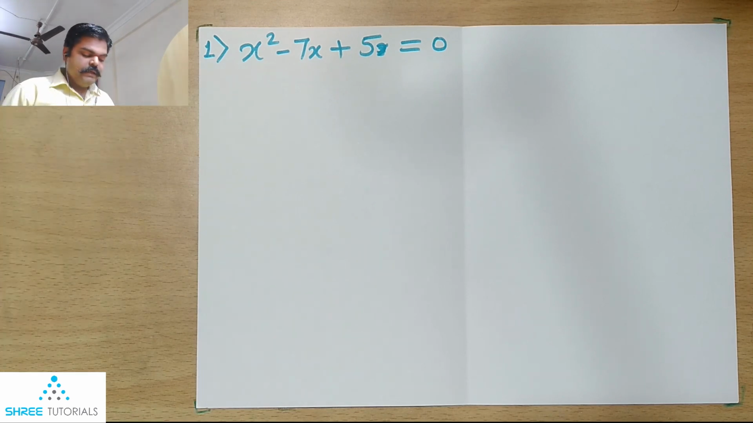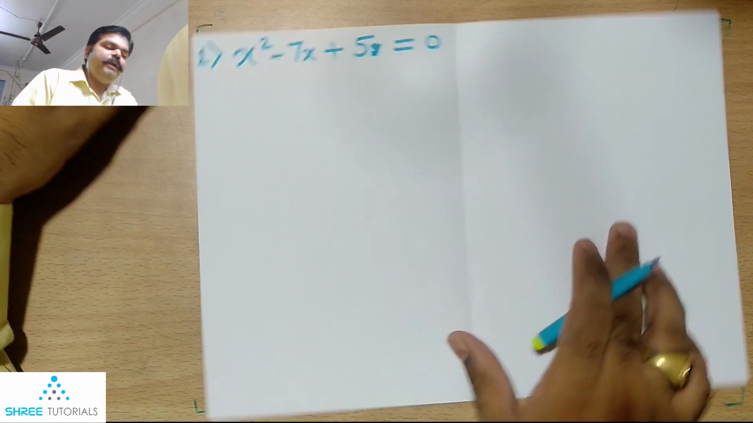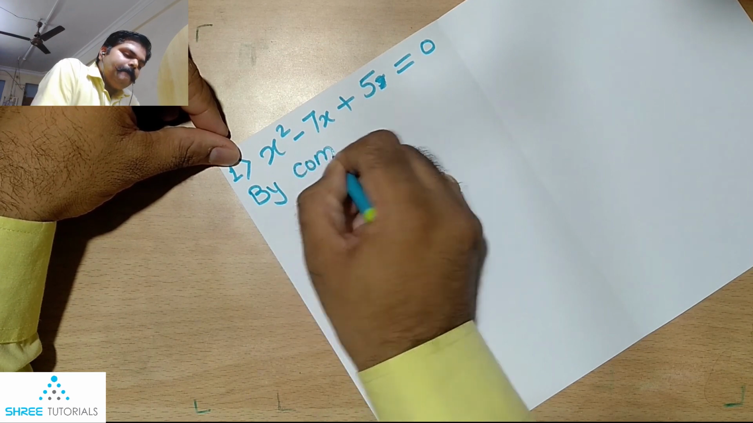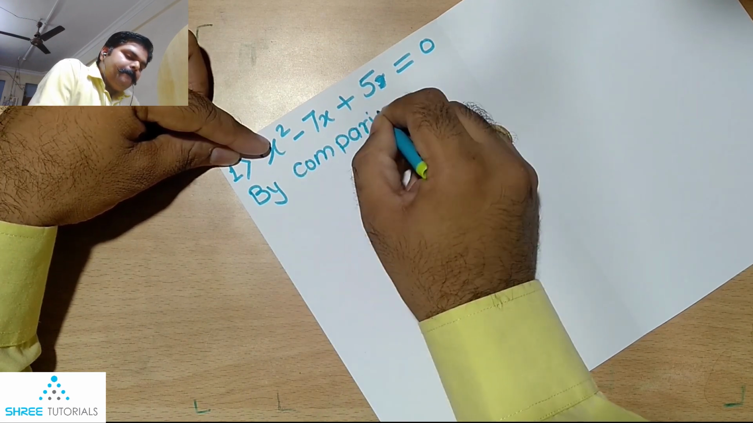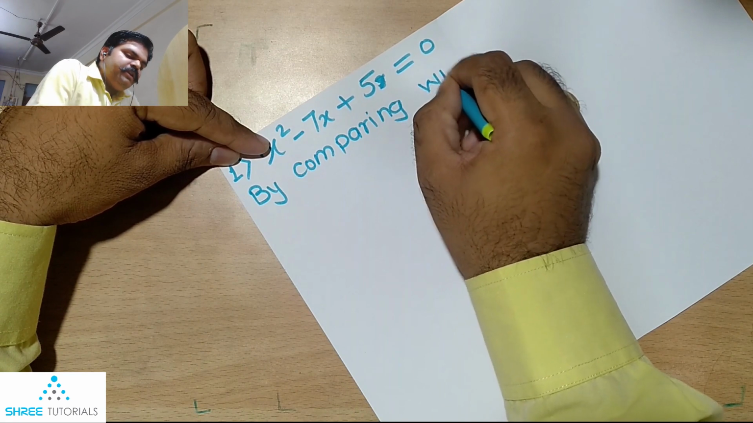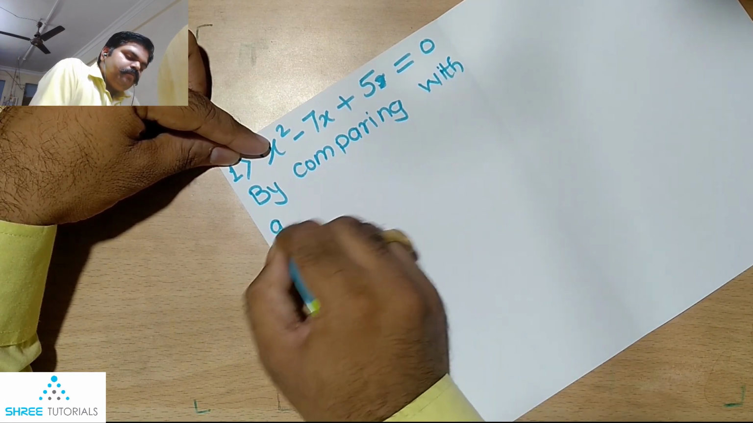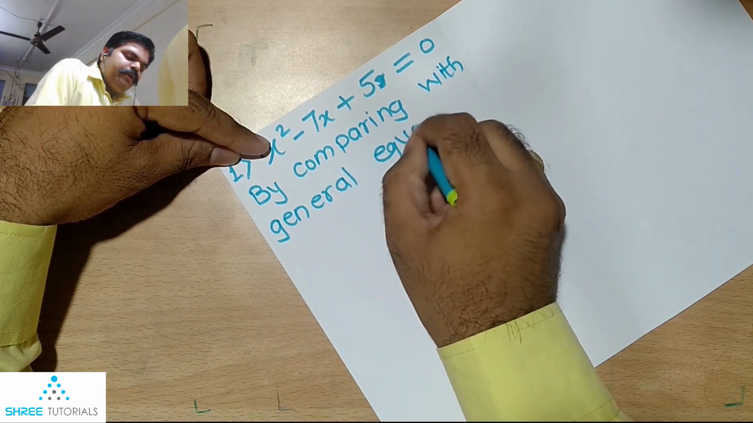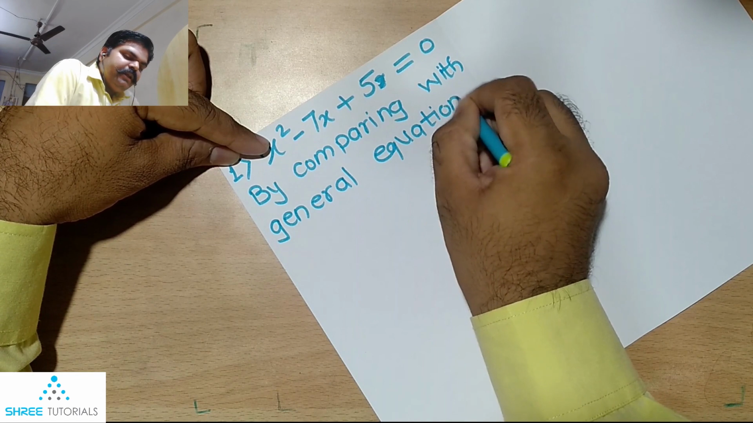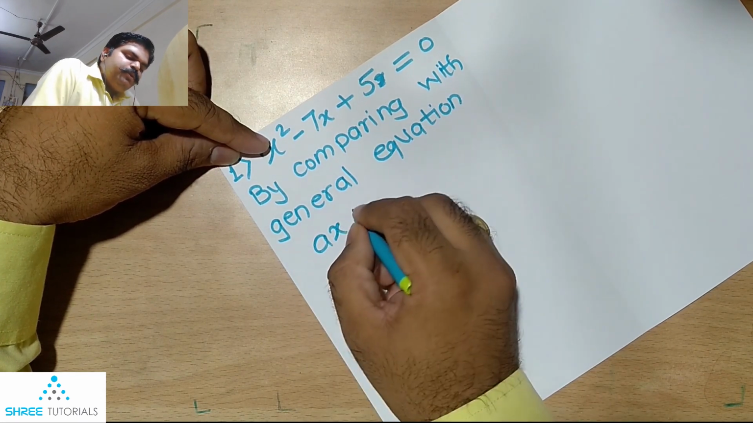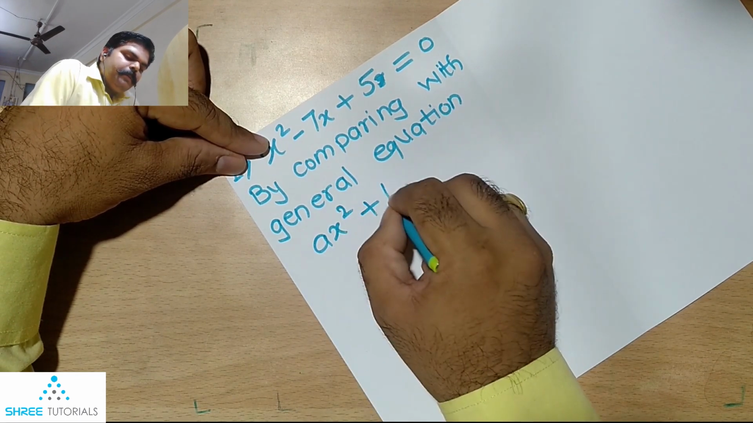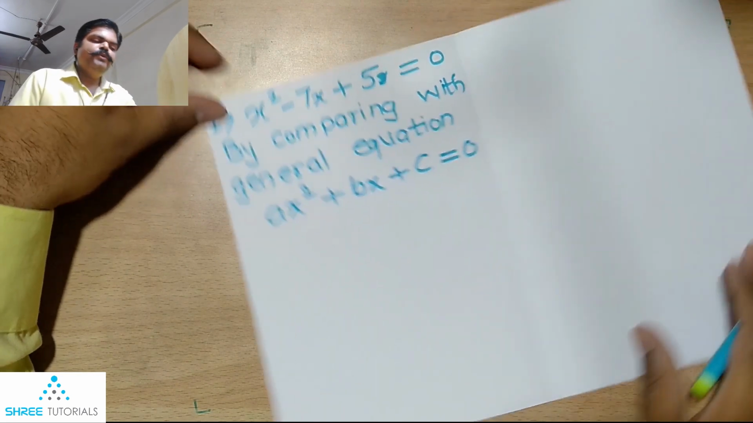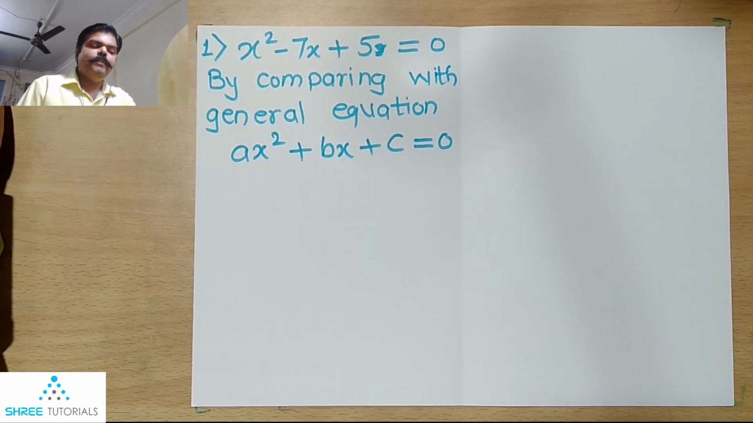Now, in the starting we are going to write down, by comparing with the general equation. We will also write what exactly the general equation is, which goes somewhat like ax square plus bx plus c is equal to 0. So that is the general equation I was talking about.